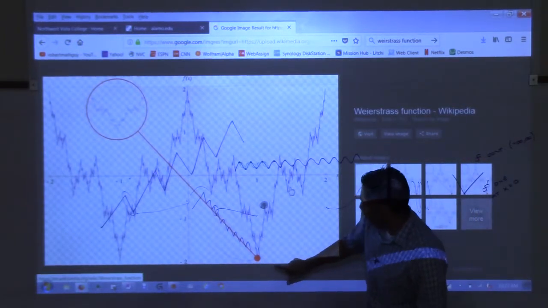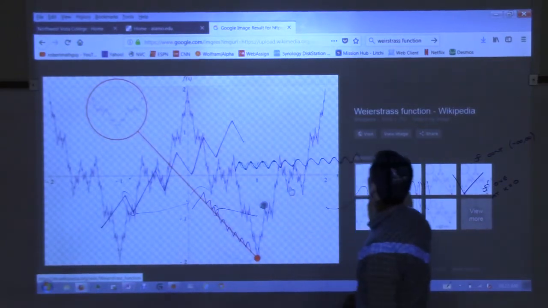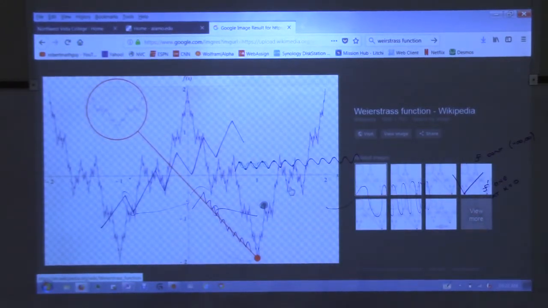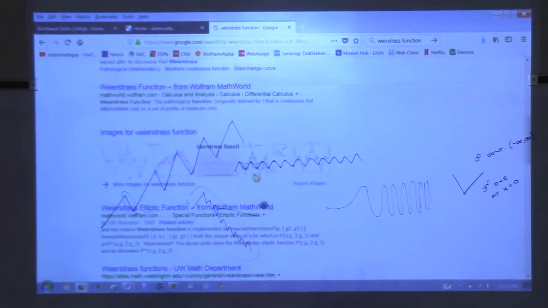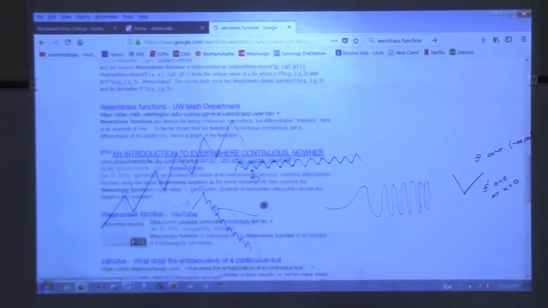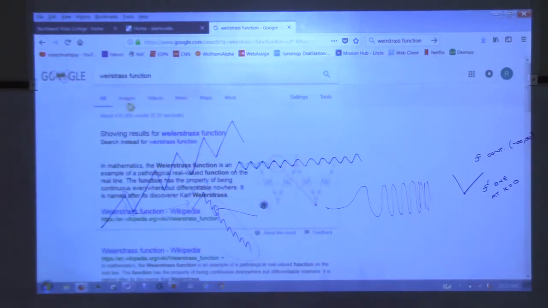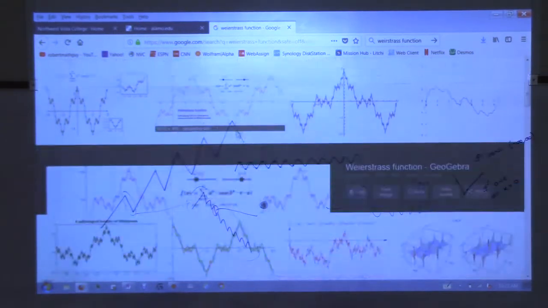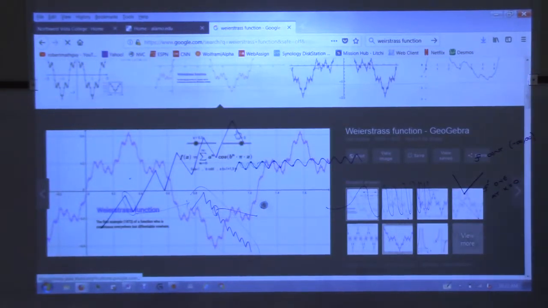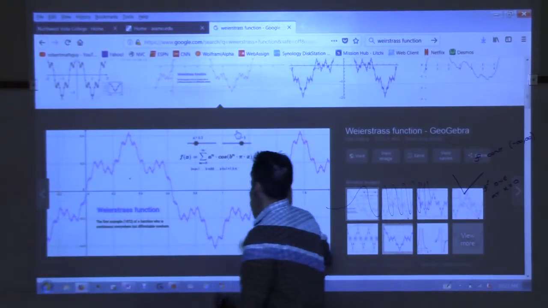So they zoomed into just one little piece of this, and you can see it's like a repeat of what you're seeing here. But where's the actual function? Hold on, I want you to see what it is. Where is it? Oh, there it is. Okay. This is the function right here.